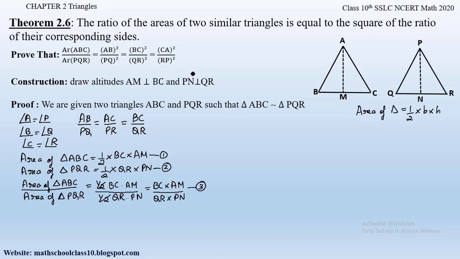So for that, let us consider a triangle ABM and triangle PQN. Let us prove them to be similar so that we will get the sides AB by PQ as proportional. So write down in triangle ABM and triangle PQN.